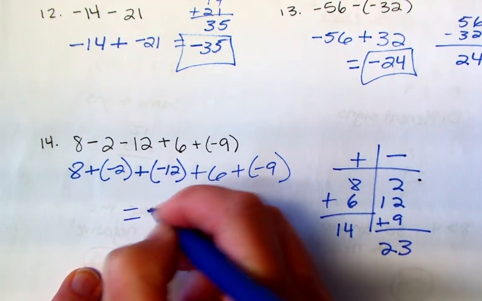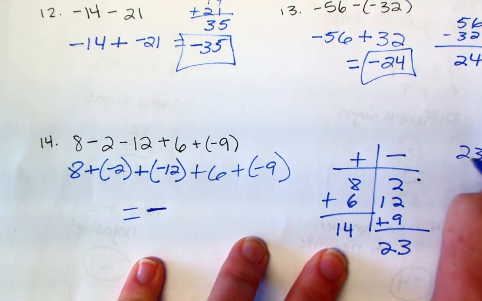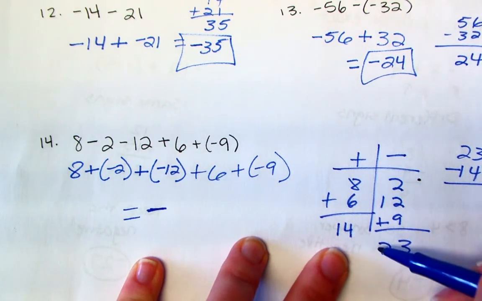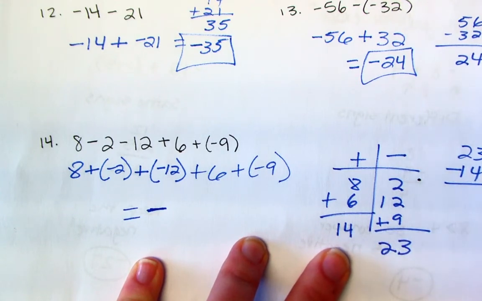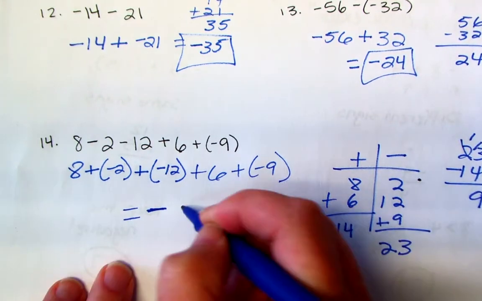So my final answer is going to be negative. And then I subtract 23 minus 14. Again, you could add up. 14 plus 6 gives you 20, and then add the other 3. So 6 plus 3 is 9. But I'm going to go ahead and just show the subtraction over here. So it's going to be negative 9.